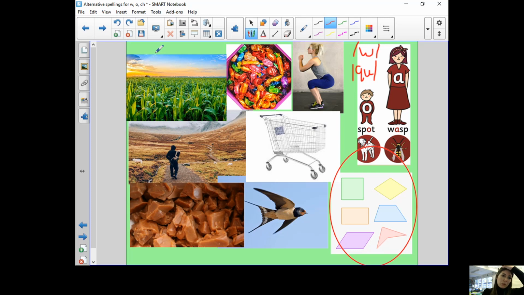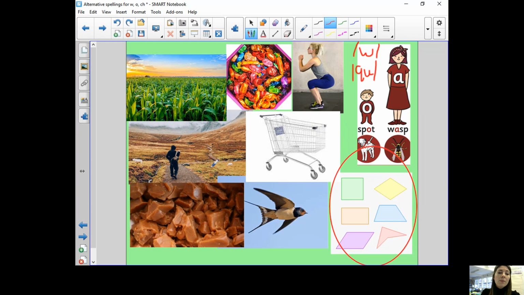So here are your words for today. Are you ready? Here we have crops. Say it with me. Crops. Good job. Here, this man is going for a wander. Can you say wander with me? Wander. Here we have some delicious toffee. Can you say toffee? Fantastic, because remember, until we have said a word, we cannot break it down into its sounds to spell it.